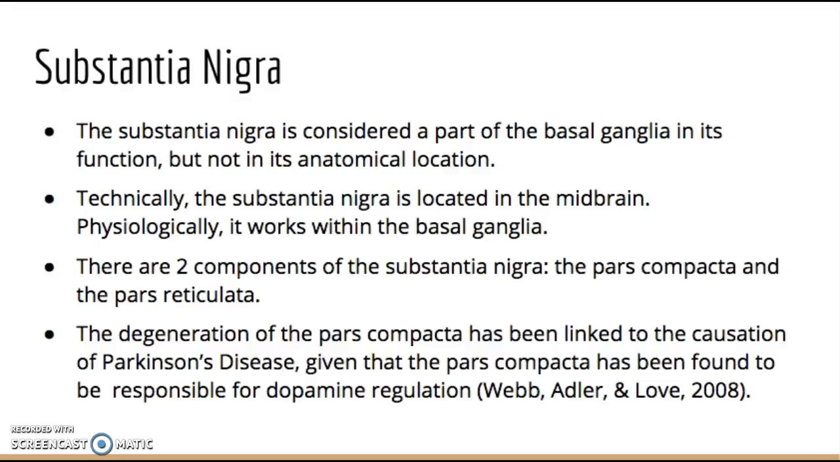The degeneration of the pars compacta has been linked to the causation of Parkinson's disease, given that the pars compacta has been found to be responsible for dopamine regulation. We'll be talking about this a little later, but the substantia nigra is one of the biggest components of the basal ganglia that has been linked in research to the causation of Parkinson's disease.